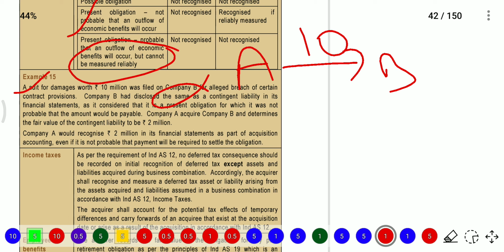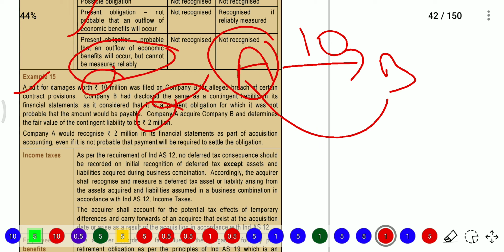Now company A acquires company B. Company A acquires company B and determines the fair value of the contingent liability. This 10 million claim, at the acquisition date, has a fair value of 2 million.